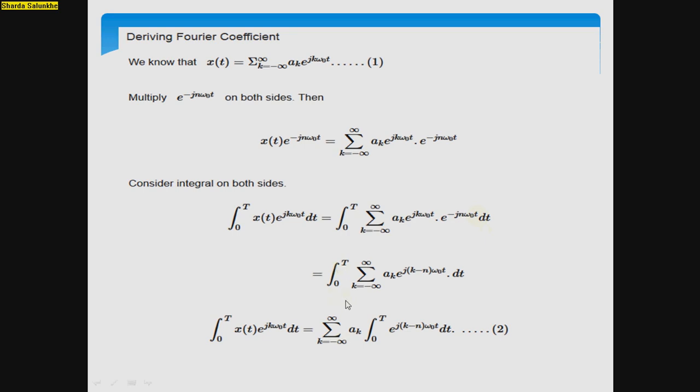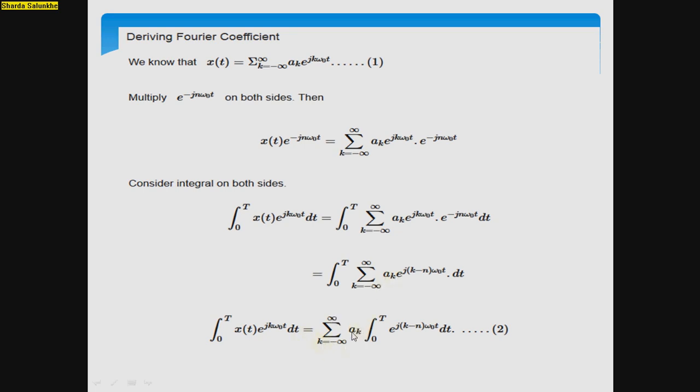So that is equal to integration of 0 to T, summation of k equals minus infinity to infinity, a_k into e raised to j(k minus n) omega_0 t, dt. That is, e base is the same, so you can add the indices. So that is equal to integration of 0 to T of x(t) e raised to j k omega_0 t dt, that is equal to the summation, taking the summation outside, k equals minus infinity to infinity.